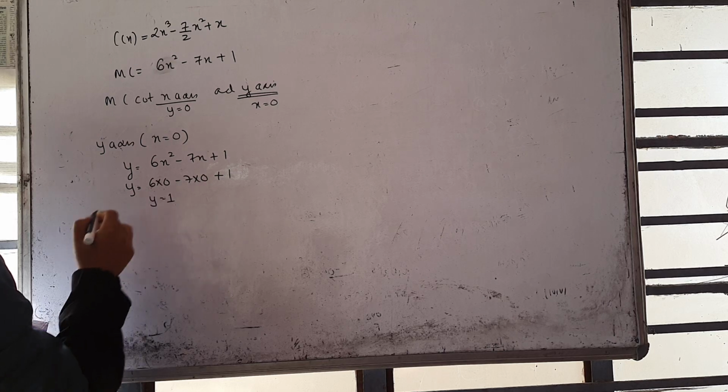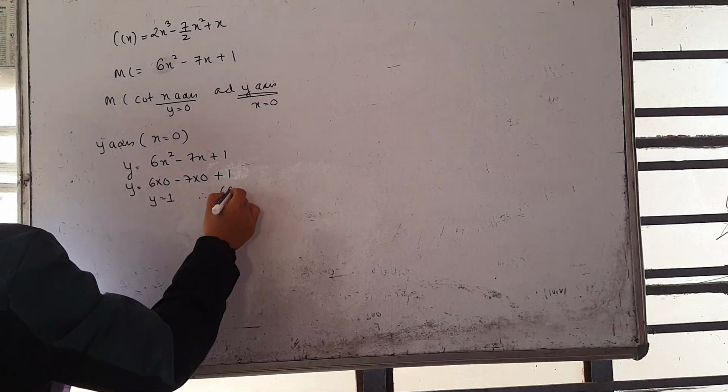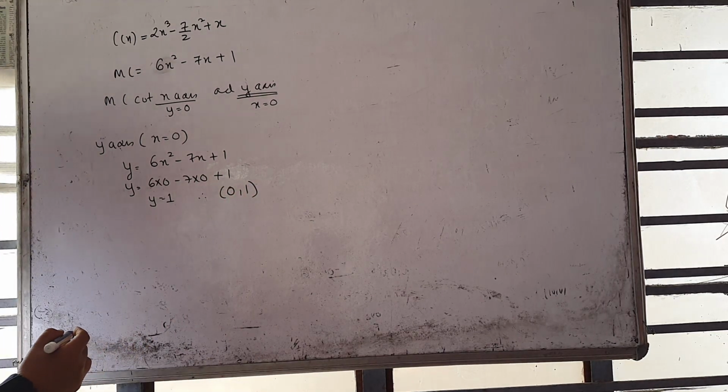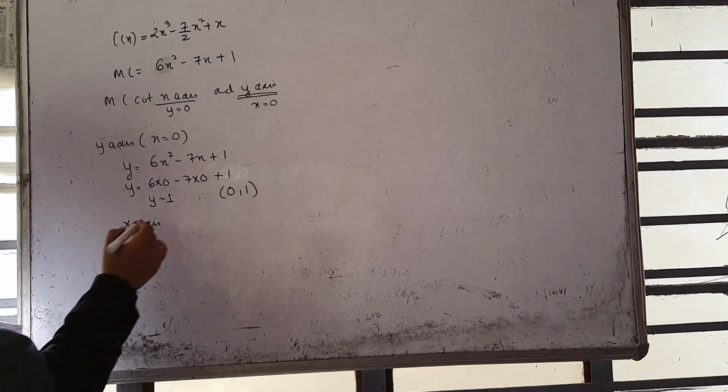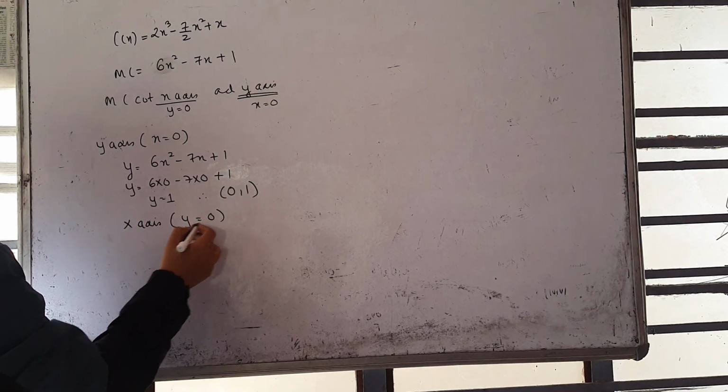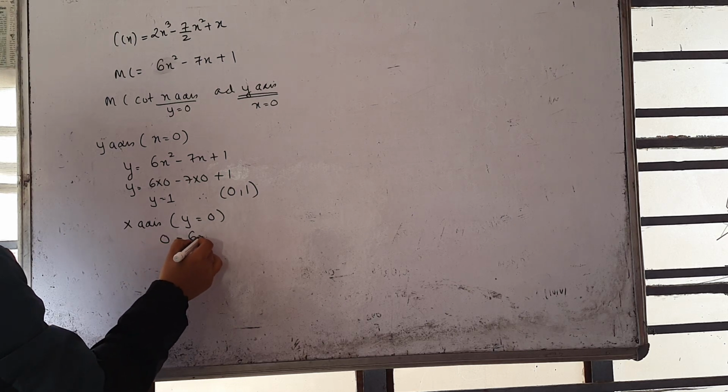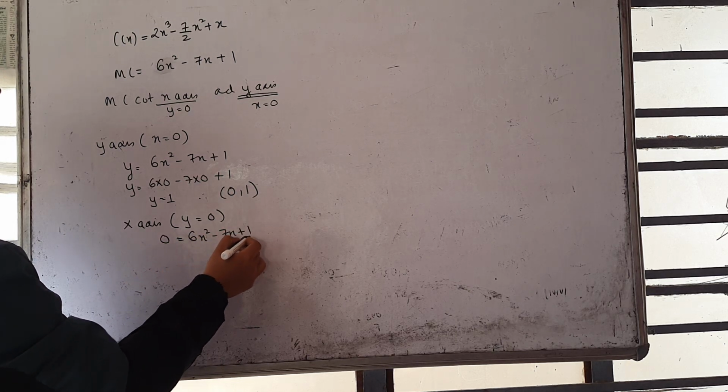So what is y equal to? What is the point, guys? 0 comma 1. Is it clear? What about the next one? X-axis. X-axis means what will be 0? Y. So 0 equals 6x² minus 7x plus 1.